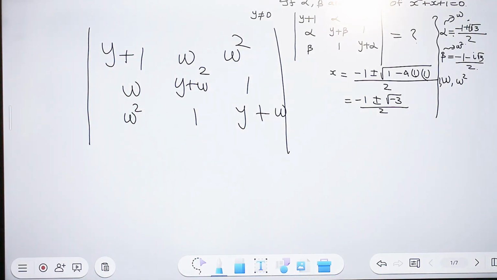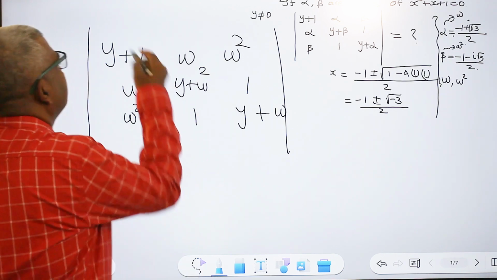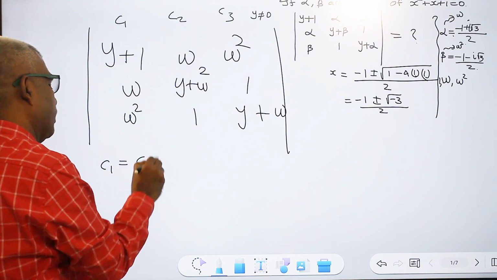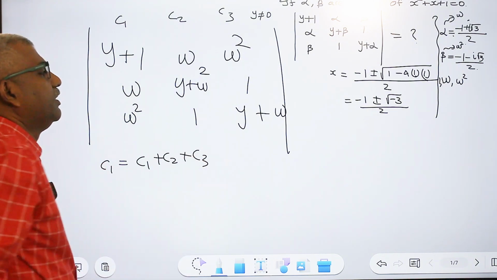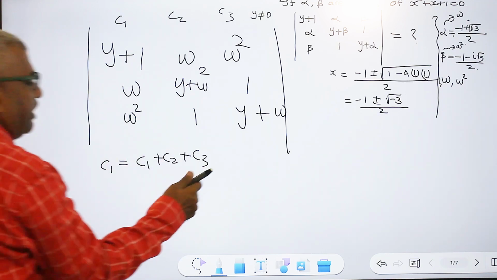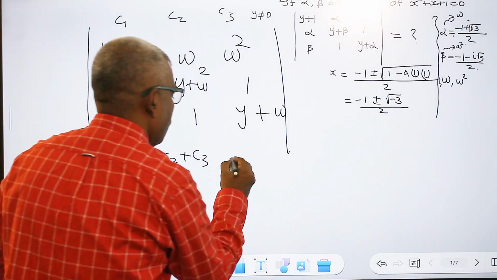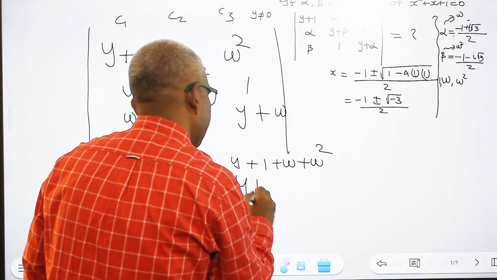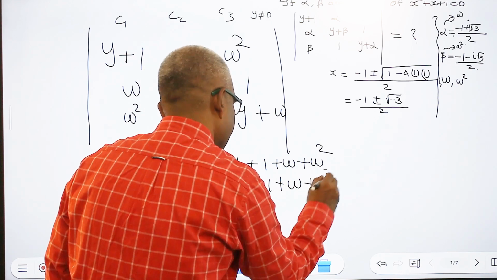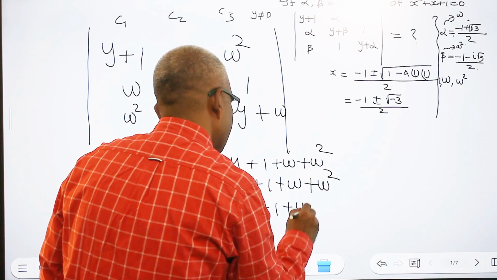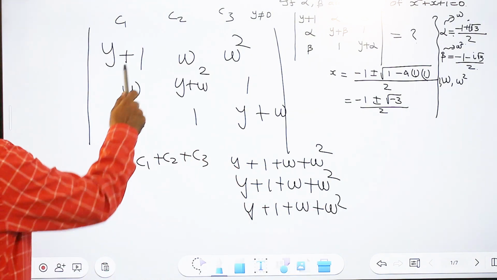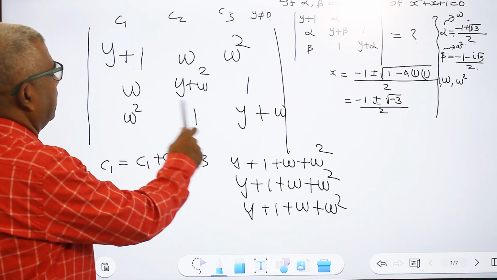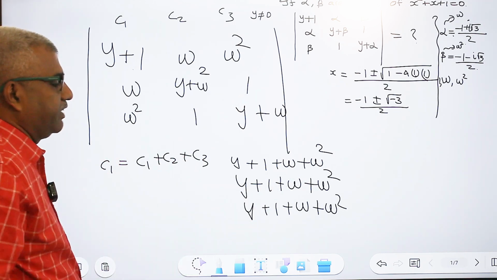Now what is the next step? In the determinant, we have columns C1, C2, C3. We can do C1 equal to C1 plus C2 plus C3, and then it will not affect the value of the determinant. So what will come here? y plus 1 plus omega squared, in each of the three rows. Why did I choose that instead of row 1? The same value will come.